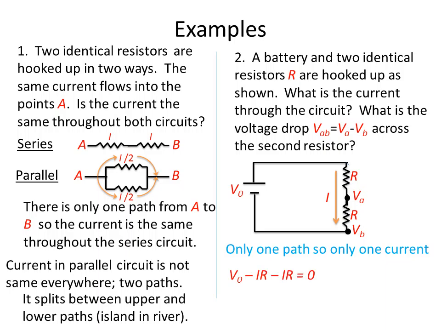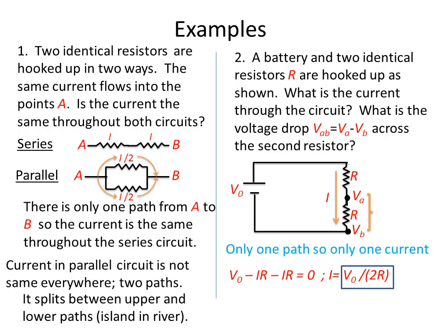Then we use Kirchoff's second law, and we write down all the voltages and all the voltage drops. So we have our voltage source minus the voltage drop due to the first resistor, minus the voltage drop due to the second resistor, and that's equal to 0. We solve that for I, so I is equal to V0 divided by 2R. So that is the answer to our first question. What is the current through the circuit?